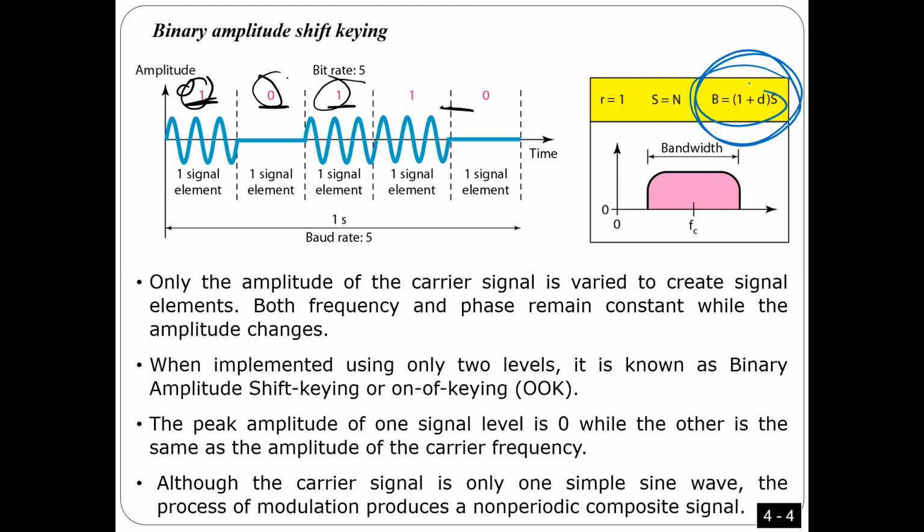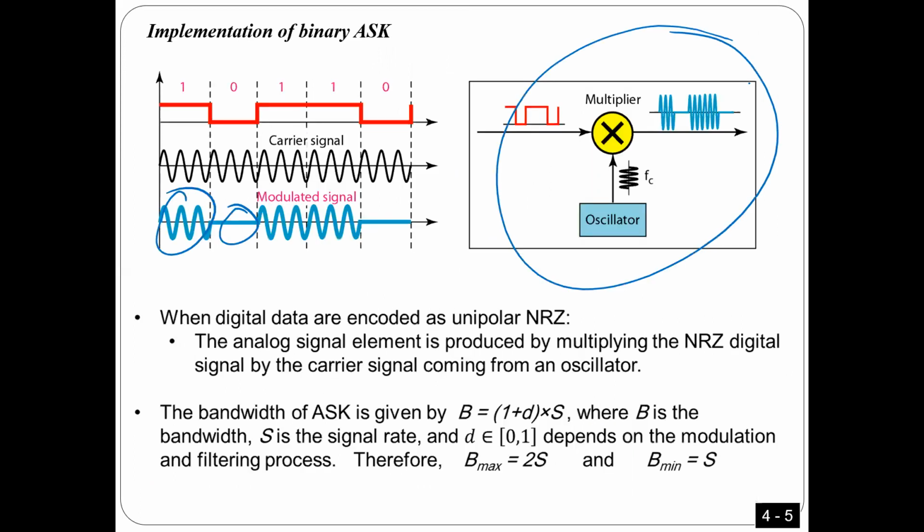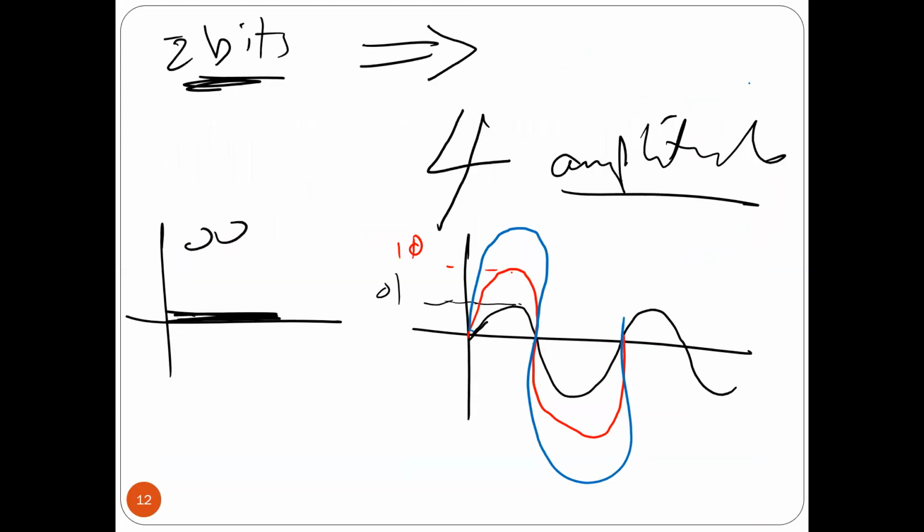What is the bad thing about this one? The noise. The noise has a bad impact on this one. Why? Because as I explained before, the noise is going to change the voltage. So maybe if the noise reduces the voltage to here, instead of receiving 1, 1, 0, I'm going to receive 0, 1. You got what I'm saying?